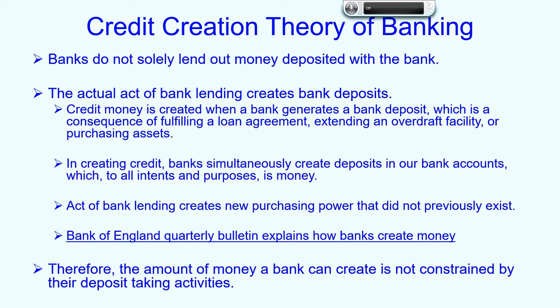And the act of bank lending, therefore, by creating new deposits, new money, creates new purchasing power that did not previously exist within the economy. And the process is explained in the Bank of England Quarterly Bulletin regarding how banks create new money, which I've hyperlinked in this PowerPoint presentation, and is also explained in my credit creation theory article that is contained on the Economics Network.